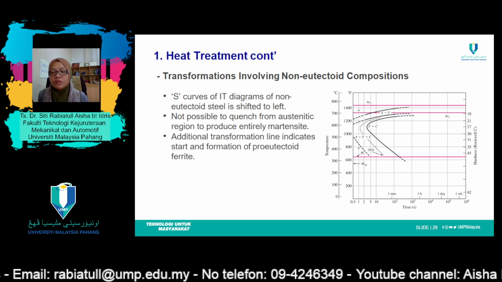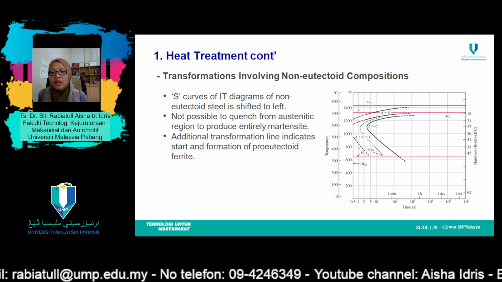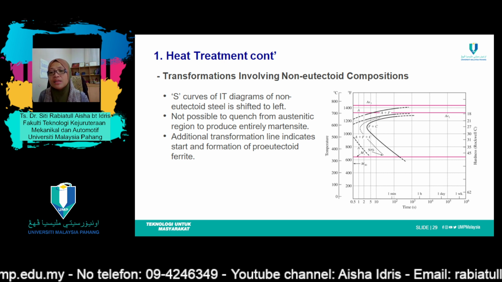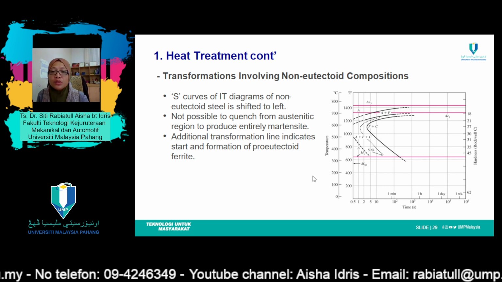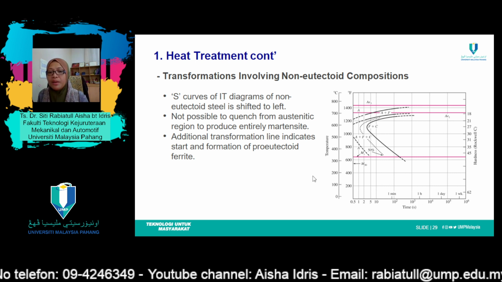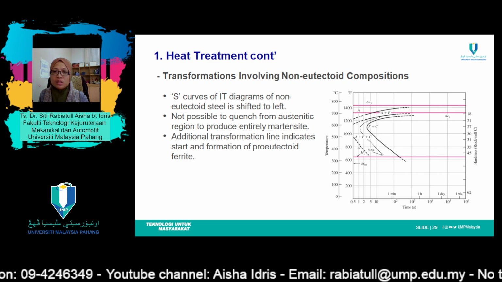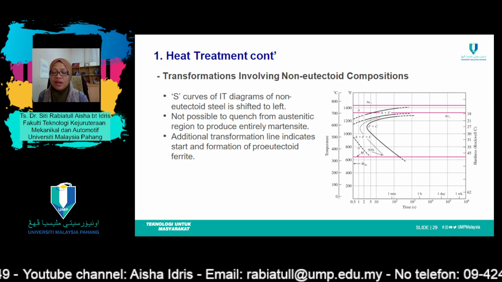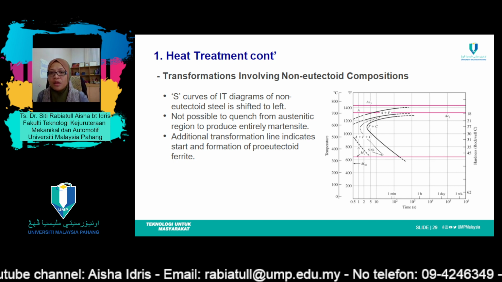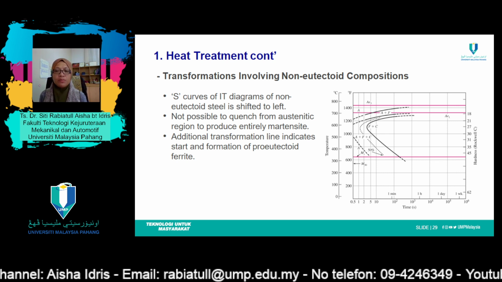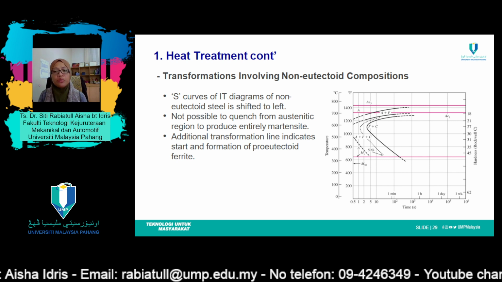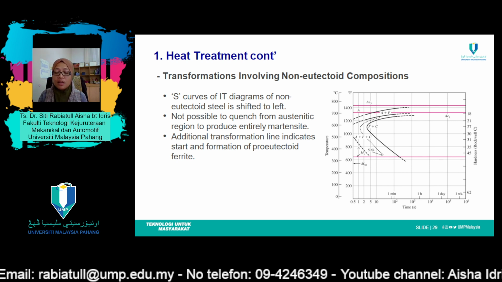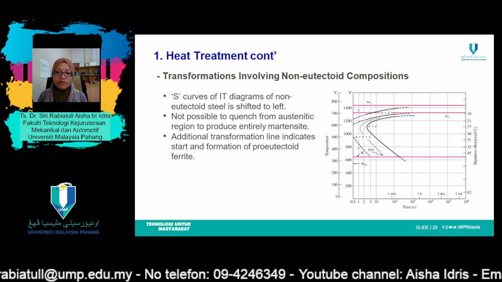For phase transformation involving non-eutectoid composition, the S curve moves to the left. So in this case, it is impossible for us to quench from the austenite region to form the martensite phase. That's why we always refer to eutectoid composition only if you want to change the steel into martensite microstructure.